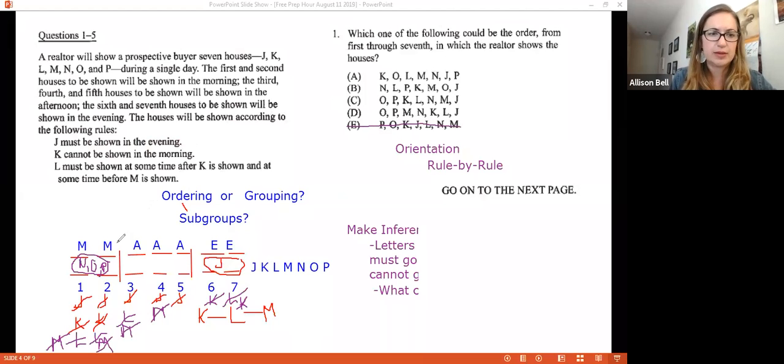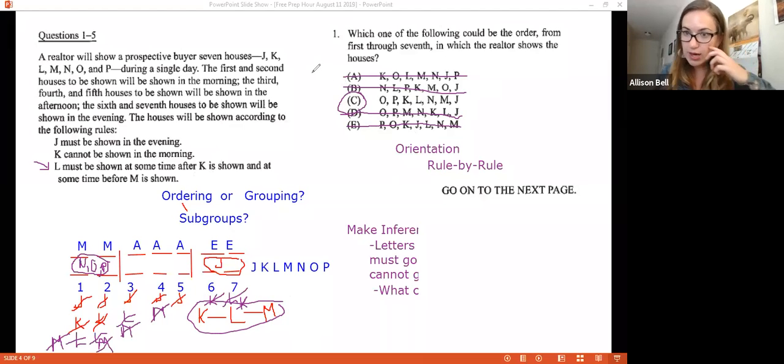Do the same with K, who cannot be shown in the morning. So K cannot be in spaces 1 or 2. So I will scan and very quickly see that answer choice A causes some problems there. And then this rule has a lot going on, so I probably look at my little diagram of it, K before L before M, and cross off anything that doesn't follow that order. So I'm looking for KLM. This one is LKM. KLM checks out with C. MKL for D. So I'm going to end up with answer C.